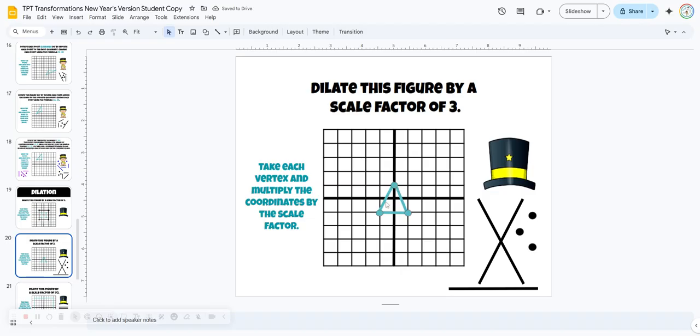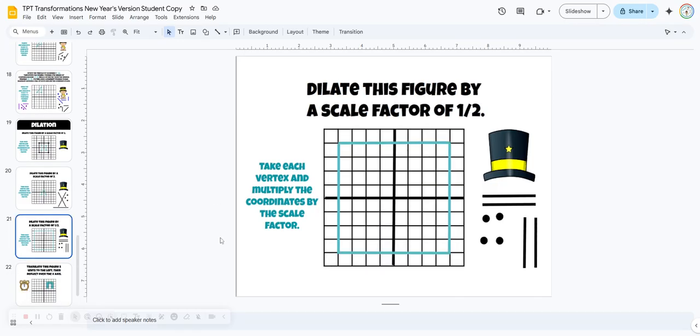We want to take the coordinates of each of these points and multiply this time by 3. And then we have a scale factor of 1/2. If your scale factor is a fraction less than 1, that means your shape is going to be smaller. So we're going to take the coordinates of each of the corners and multiply by 1/2, or divide by 2.